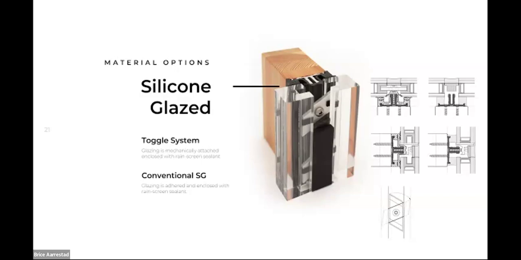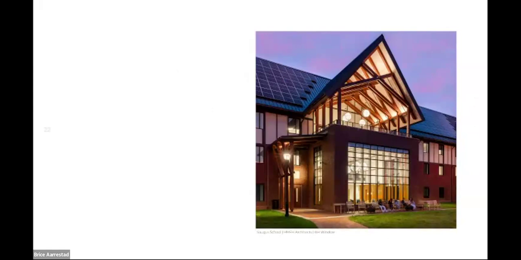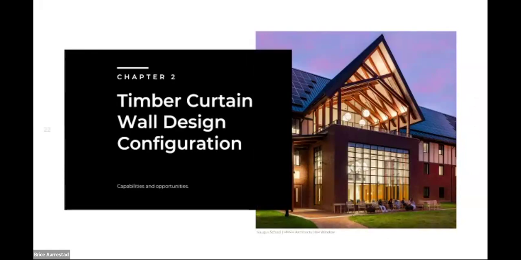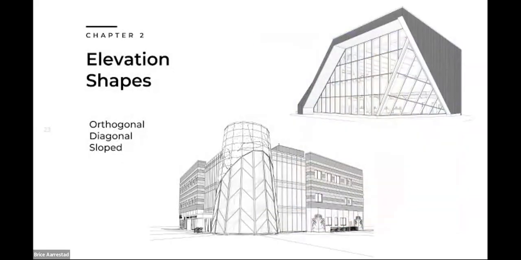So that's a quick introduction to timber curtain walls and the systems. We're going to talk now about how we design, how we can configure a timber curtain wall system. Like many traditional curtain walls, it can be in rectangular or orthogonal shapes. It's also available in diagonal shapes and sloped shapes.